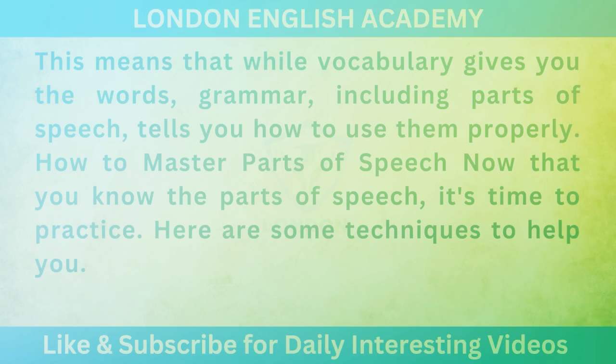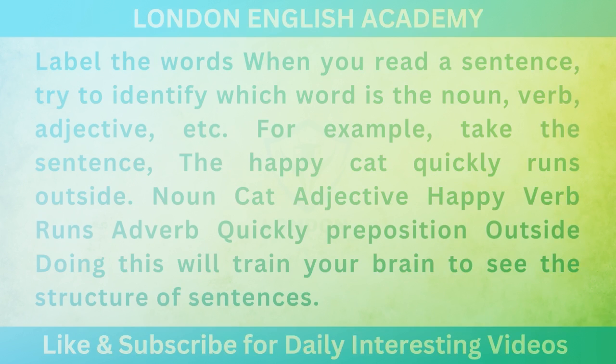Parts of speech. Now that you know the parts of speech, it's time to practice. Here are some techniques to help you. Label the words. When you read a sentence, try to identify which word is the noun, verb, adjective, etc. For example, take the sentence, "The happy cat quickly runs outside." Noun, cat. Adjective, happy. Verb, runs. Adverb, quickly. Preposition, outside. Doing this will train your brain to see the structure of sentences.